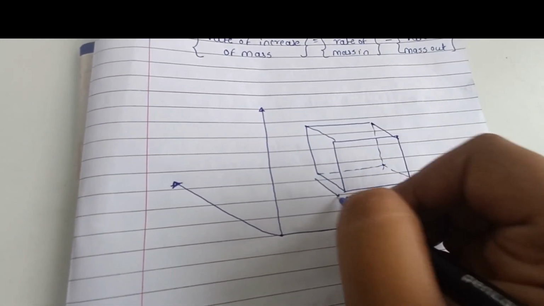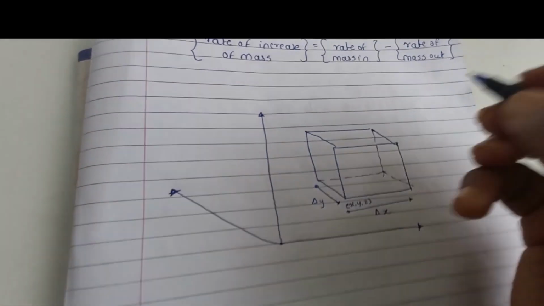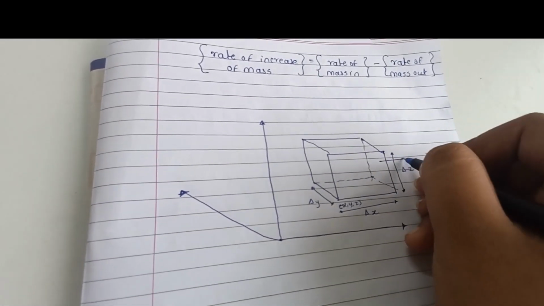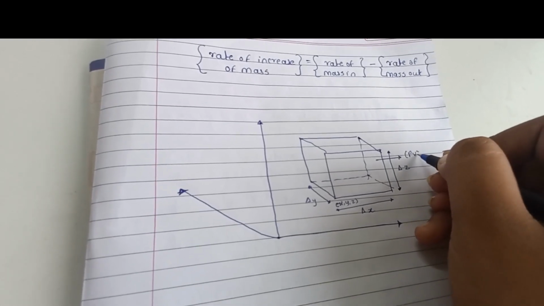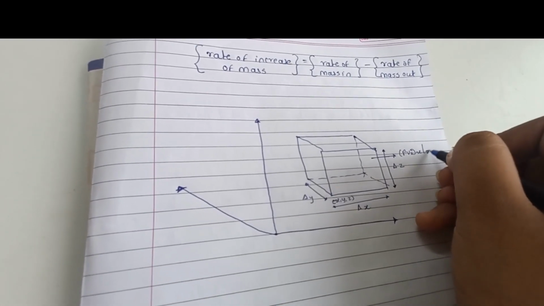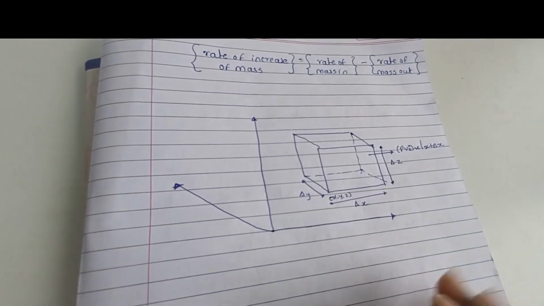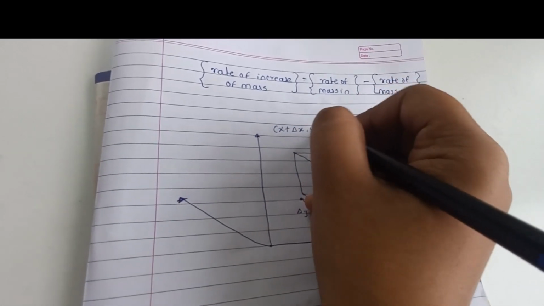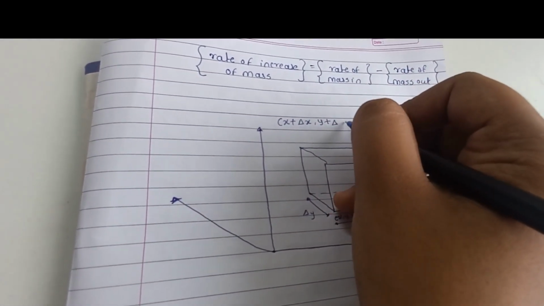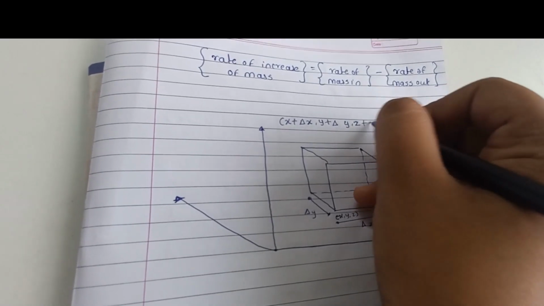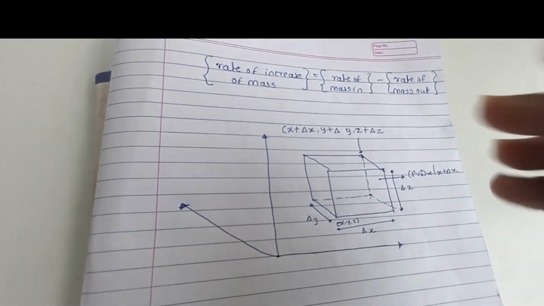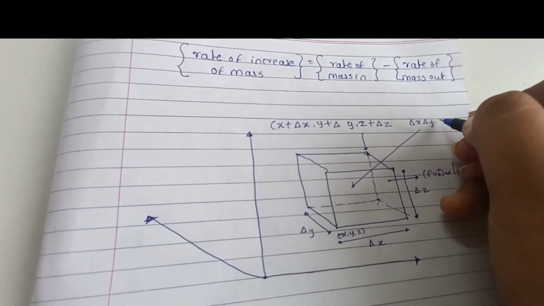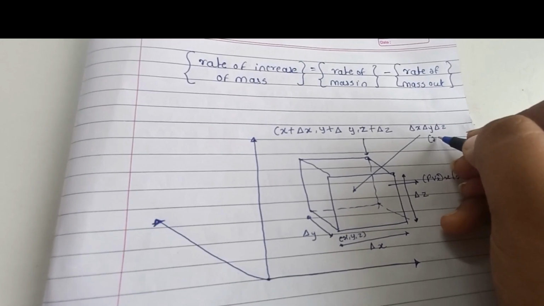We can apply here the equation of continuity, that is, rate of increase of mass is equal to rate of mass in minus rate of mass out. So we can name these coordinates, that is x, y, z, and the element lengths: the length of the cube in x direction is del x, in y direction is del y, and similarly the length of the cube in z direction is del z. Then we can consider the differential element, that is del x, del y and del z.